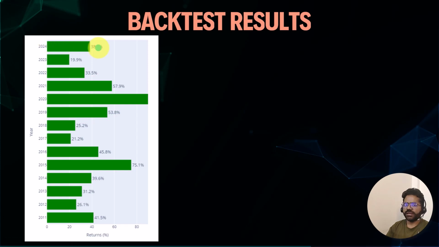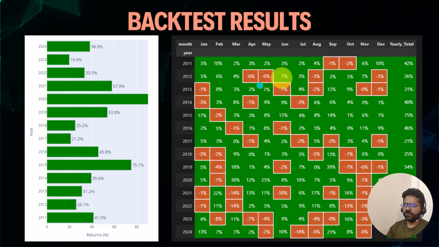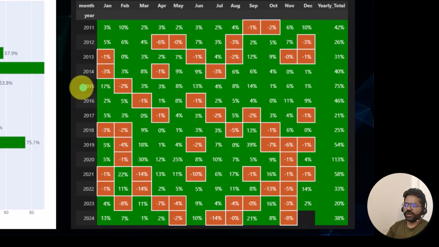You can see there is no single loss-making year, and the worst year is 2023 with 19.9%, and the best year is 2020, which is more than 100%. You should look at this monthly return chart very carefully. In a year like 2015, from March all the way till December, there is no single loss-making month. But at the same time, in 2019, you have 3 continuous loss-making months from October to December, and that may be recovered in March 2020.